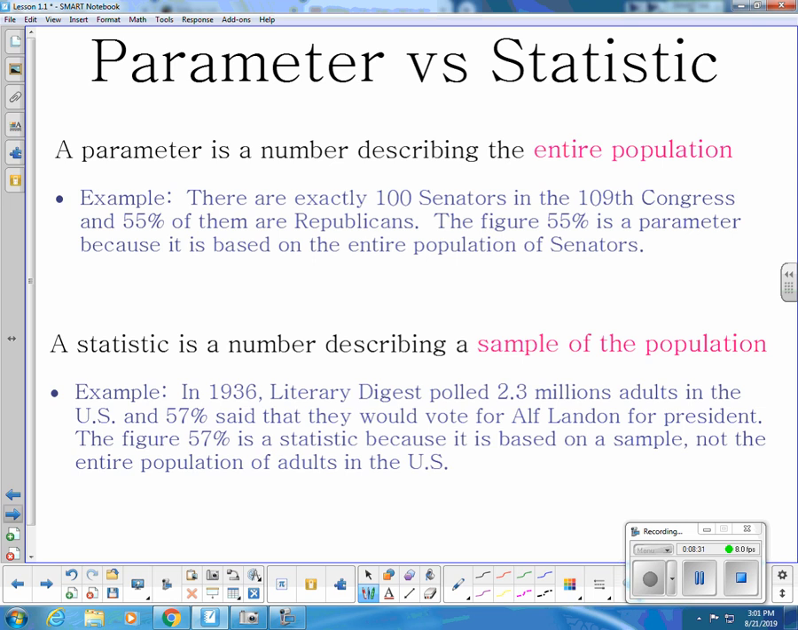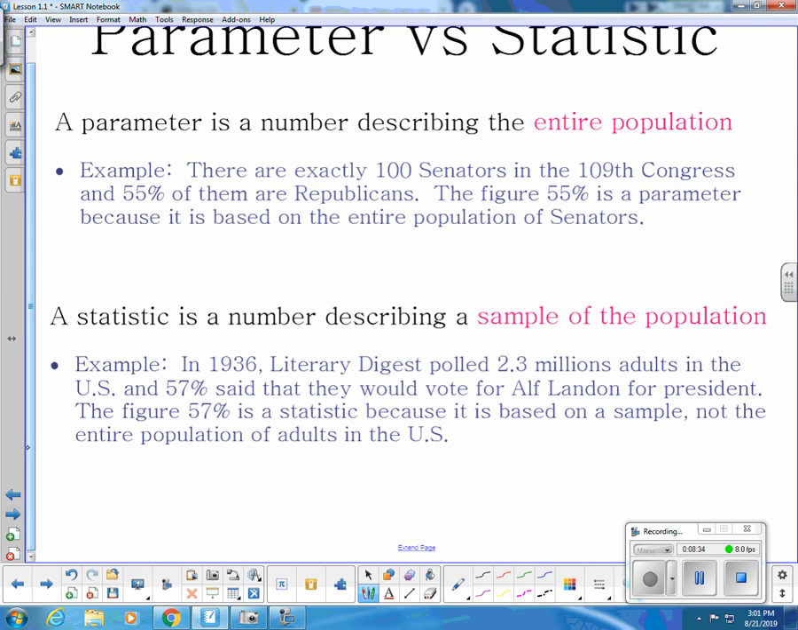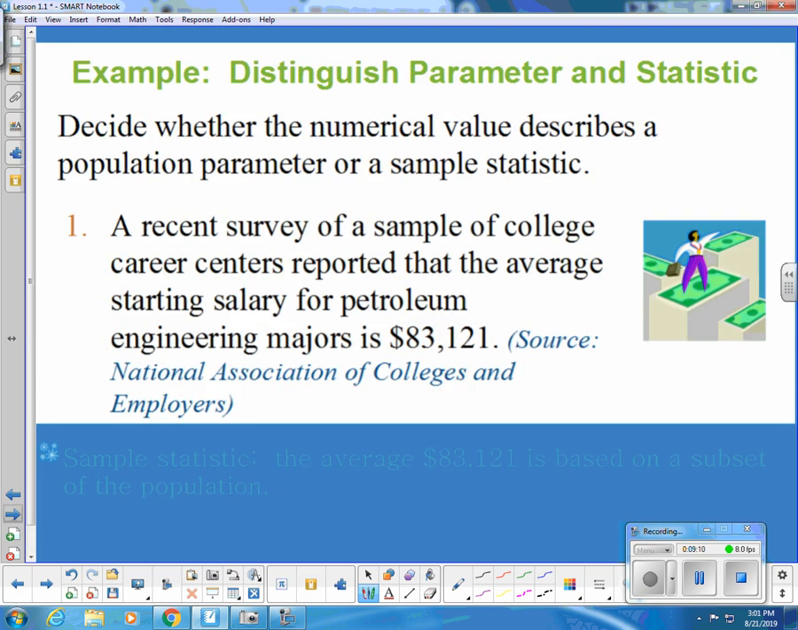Okay. The other example is the Literary Digest polled 2.3 million adults in the U.S. and 57% said they would rather vote for Alf Landon for president. Okay, so this again is a statistic because it's based on a sample. Statistic, sample, they both start with S. Parameter, population, they both start with P. That's how I remember. Okay? So when you're dealing with an entire population, parameter; subset, or a sample of the population, statistic. Easy enough.